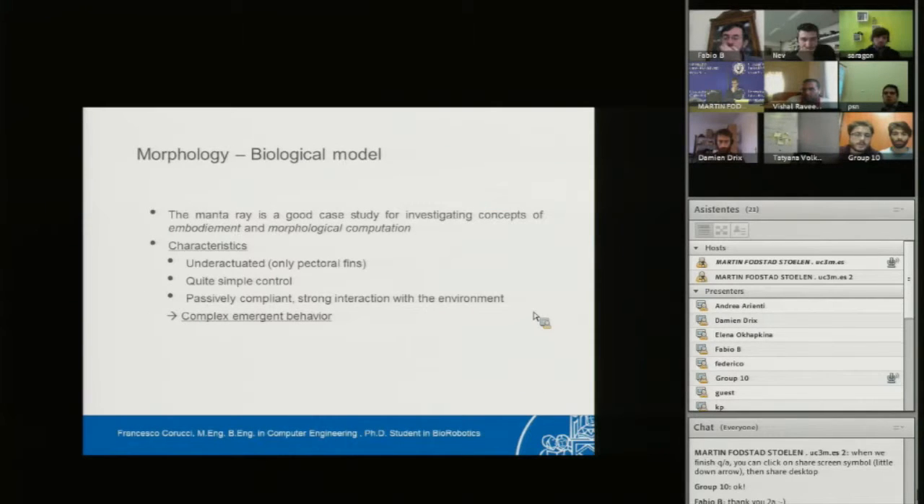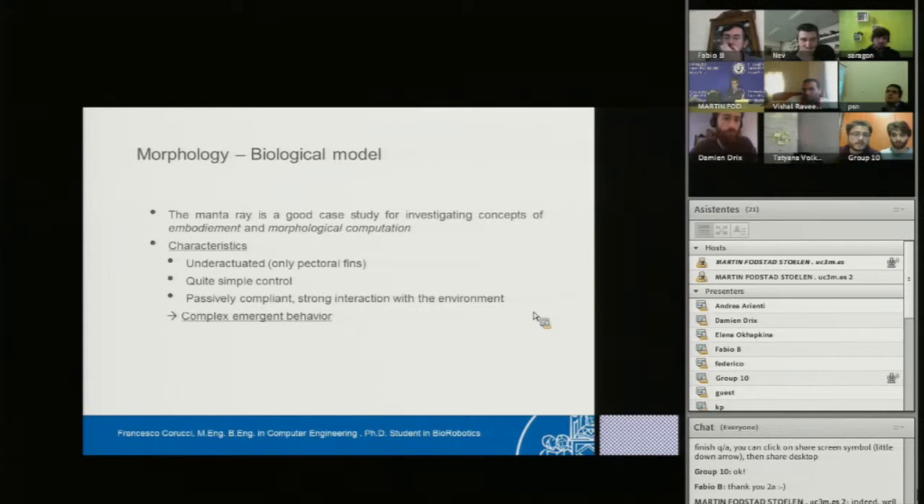So why is the manta ray a good case study for investigating the concepts related to this class? Because, for example, the structure is underactuated: the manta ray only actuates the pectoral fins with a quite simple control. Another interesting feature is that the structure is, for the most part, passively compliant, so it strongly interacts with the environment. And with this interaction, complex emergent behaviors are seen.